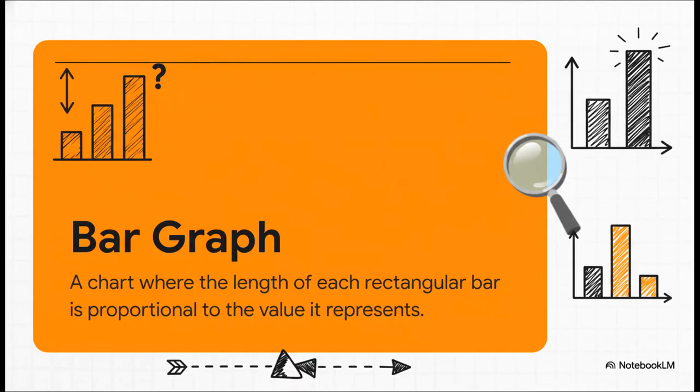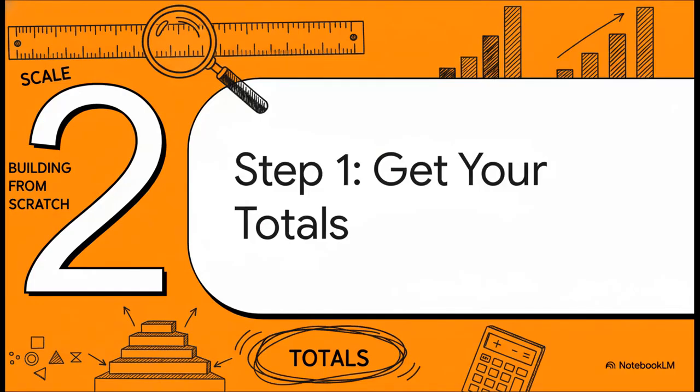So what is it really? A bar graph is just a chart where how tall each bar is shows you the value it stands for. That's it. Its whole job is to make comparing things, like which one's bigger, which one's smaller, incredibly easy and obvious. All right, let's build one from the ground up.